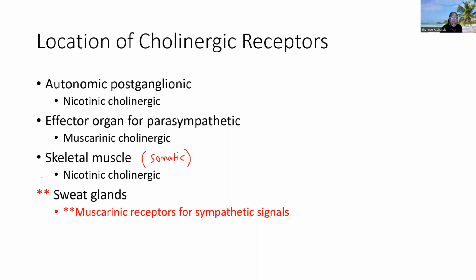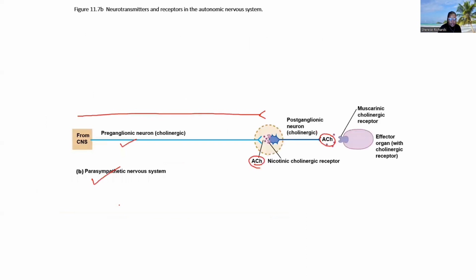And then again, our exception to the rule is that postganglionic neurons on the sympathetic side going to sweat glands will have acetylcholine being released. Therefore, sweat glands on the sympathetic side will also need to have a cholinergic receptor, and that will be a muscarinic cholinergic receptor. Okay. I want to go back here and just illustrate this a little bit better.